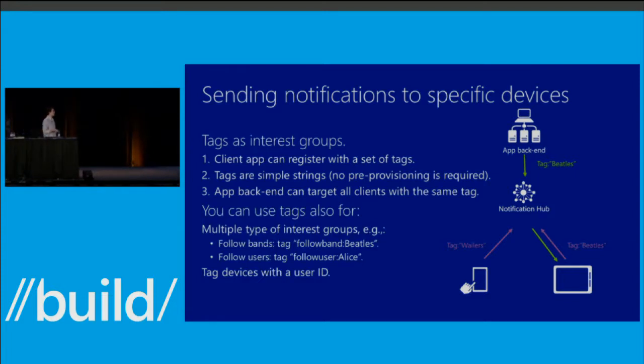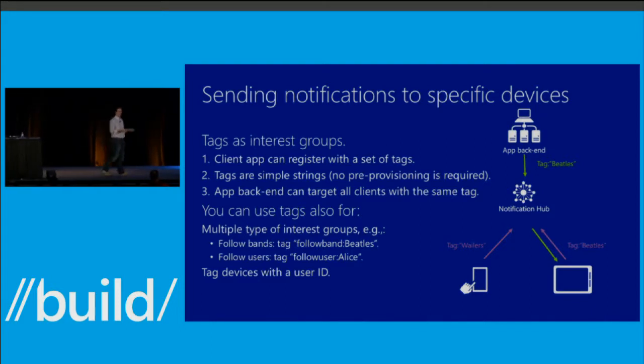You can also use tags for multiple kinds of interest groups. So I don't know, you want to have people that can follow both bands and users, and you can also use tags to tag the devices with user ID. So when you send a message to Elio, all my mobile devices are going to receive that notification. You do not have to know how many devices I have. Most of the time, you don't care.